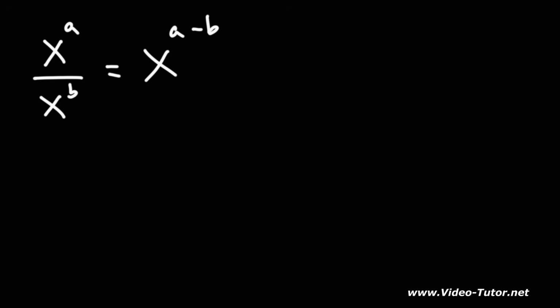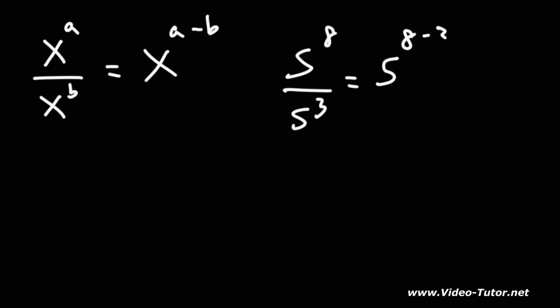The second is when you're dividing numbers with the same base but different exponents. So x to the a divided by x to the b is x to the a minus b. It's the top exponent minus the bottom one. So here's an example. Let's say if you have 5 to the 8 divided by 5 to the 3rd. This is going to be 5 to the 8 minus 3. 8 minus 3 is 5. So you get 5 to the 5th power.